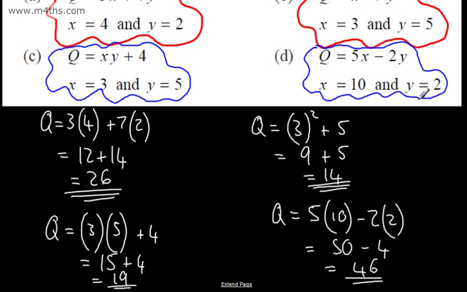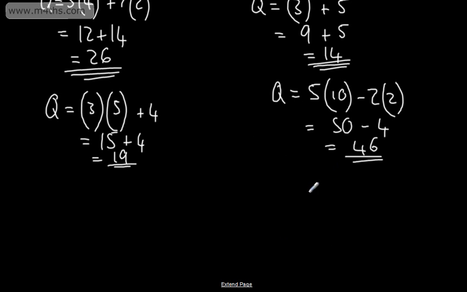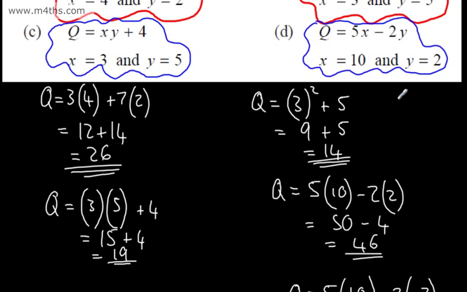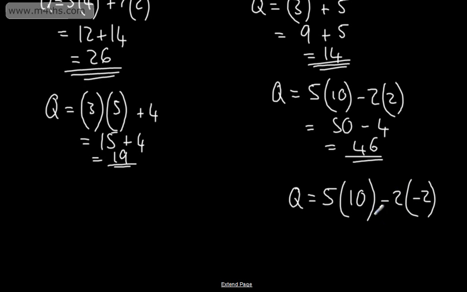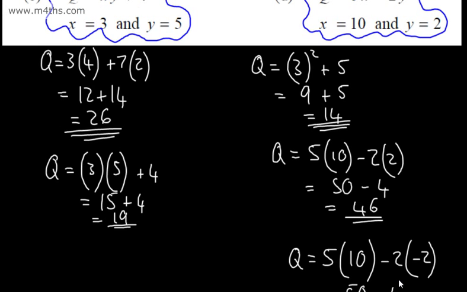Be very careful here. If we had now that y was equal to negative 2, so we could write this out, Q would be equal to 5 lots of 10, then we're going to subtract away 2 lots of negative 2. Just be careful. I've just changed this number over to negative to show what would happen. This will still be 50. Now what we have here is negative and negative, so we're going to be adding the 4, which would give me 54. So just be a bit careful.